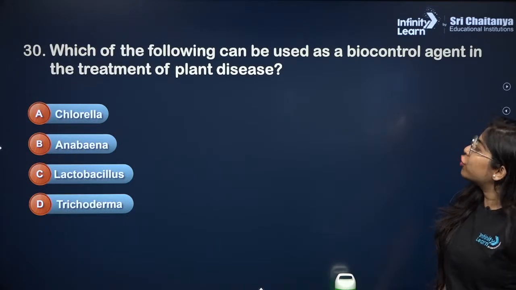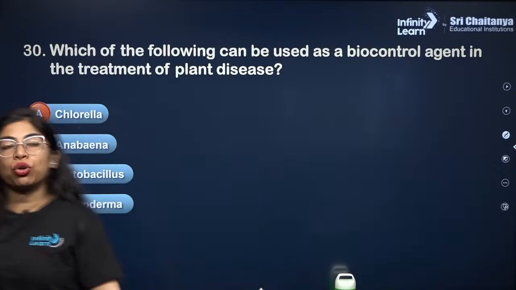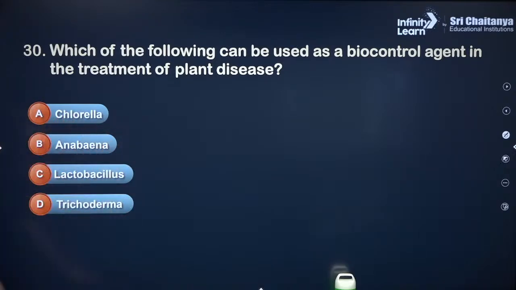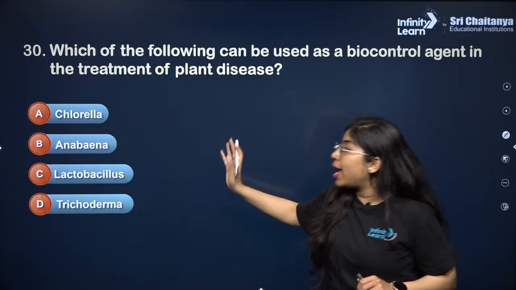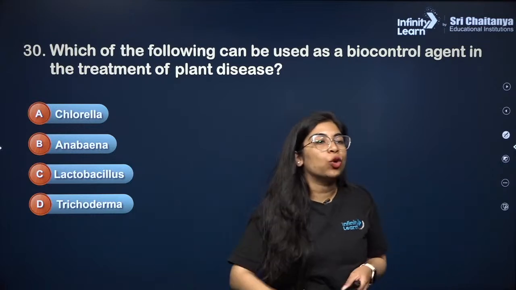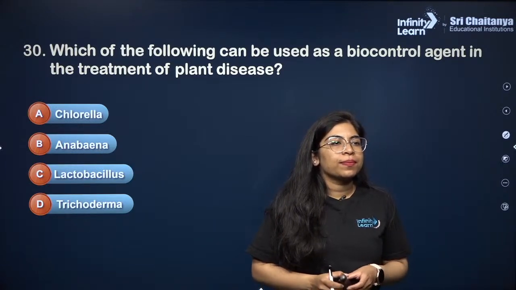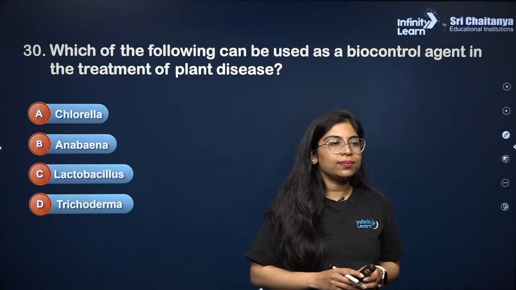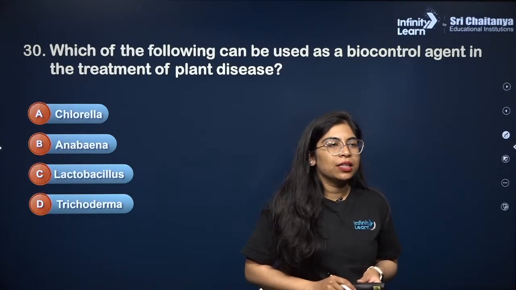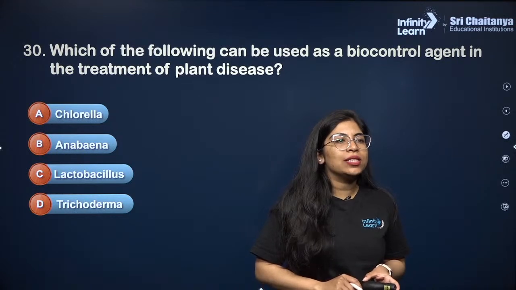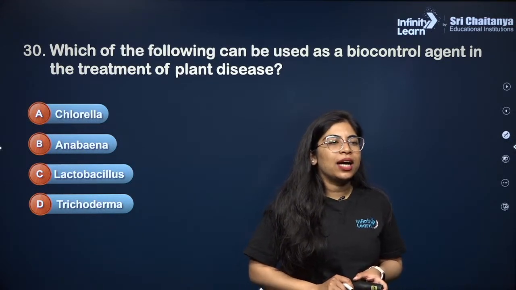Last question, everyone. Which of the following can be used as a biocontrol agent in the treatment of plant disease? Very good, Mamtha. Last question for the session. We'll wrap up the session today. What is it? Biocontrol agent I'm talking about. Is it chlorella, anabaena, lactobacillus or trichoderma? What is it? Okay, Aishwarya says it is D, which is trichoderma. What about others? What do you think about this? Rahul says it is D. Mamtha says it's D. Others, very good.